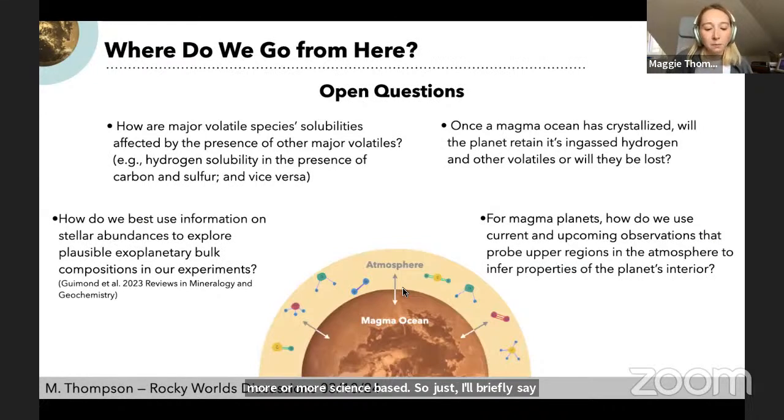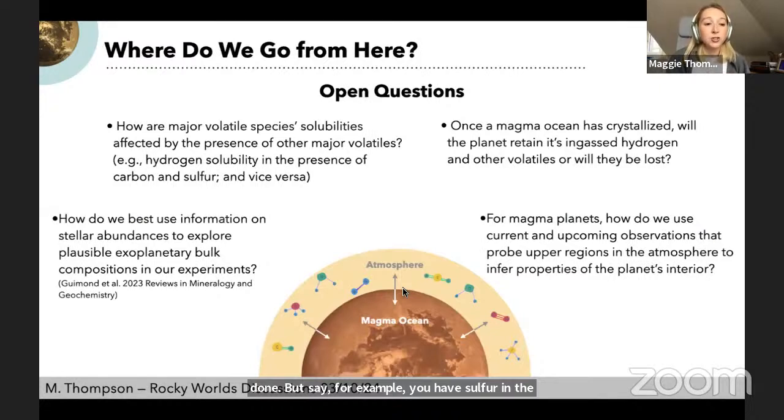But one of the things that we've been thinking about a lot in Paolo's group is, how do volatile solubilities change if they are in the presence of other volatiles? A lot of times we do these experiments under very isolated conditions. In my case, I was doing hydrogen solubility with hydrogen gas and CO2. Carbon's not super soluble at these low pressures. So it's a fairly isolated system, and this is also how a lot of these solubility experiments are done. But say, for example, you have sulfur in the system. How does that influence your hydrogen solubility, and vice versa?